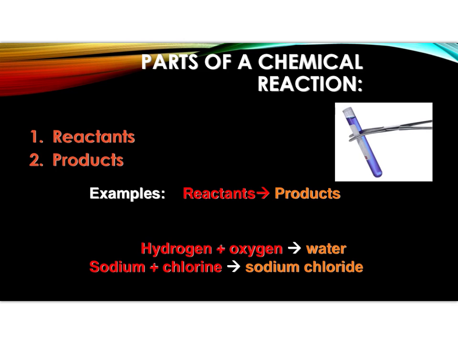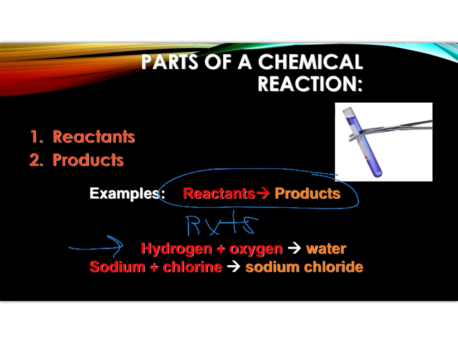A few basics about parts of a chemical reaction. I'm sure you're already familiar with them from your middle school days, but on the left side we have our reactants, and on the right side we have our products. So in your examples, I would write down reactants on the left, products on the right, and then 1 or 2 examples. So the first example here, hydrogen plus oxygen, these are my reactants. I'm going to rearrange those reactants and I'm going to form the product water.